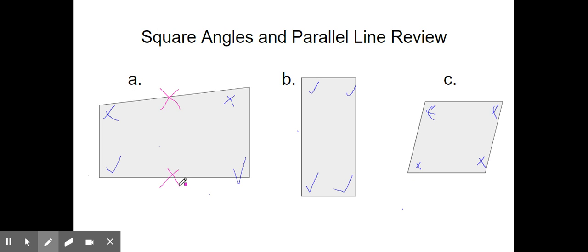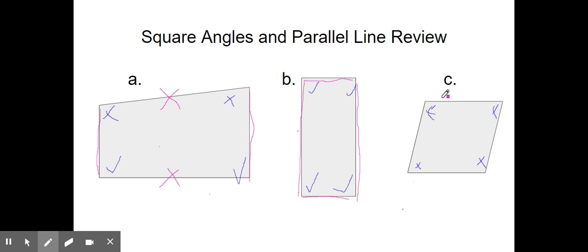Let's look at the sides. This side on the left of shape A is parallel to this side on the right of shape A. So shape A has 2 parallel sides and 2 sides that are not parallel. Let's look at shape B. The top of shape B is parallel to the bottom of shape B. And the sides of shape B are parallel. We could have known that they would all be parallel because they also have square angles.